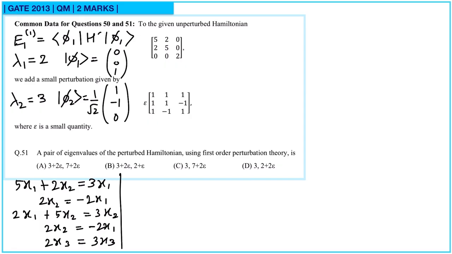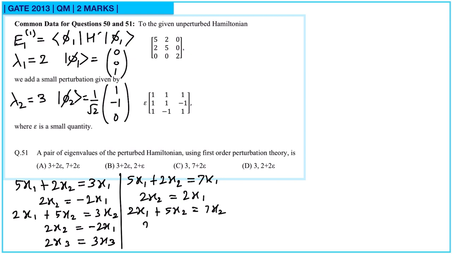Now for the second case, left hand sides will be same. 5x1, then we have plus 2x2. This will be equal to 7x1. So that means 2x2 is equal to 2x1. Second equation is 2x1 plus 5x2 is equal to 7x2. So again 2x1 is equal to 2x2. So they are 1, 1. And 2x3 will be equal to 7x3.